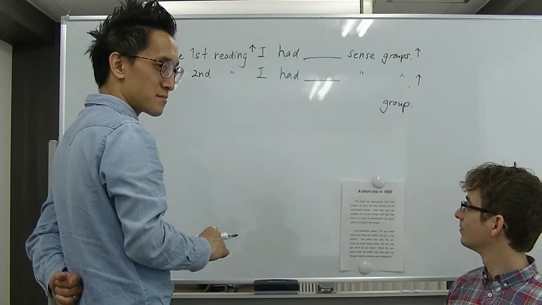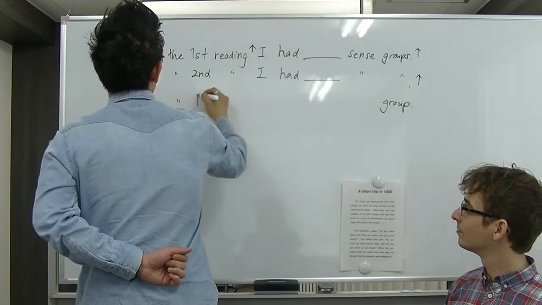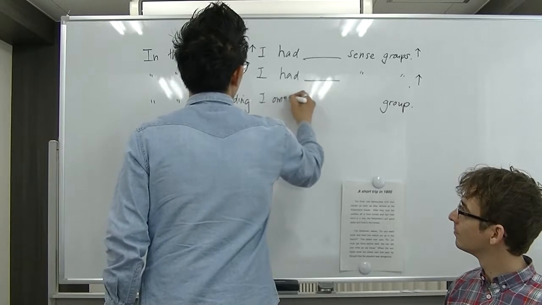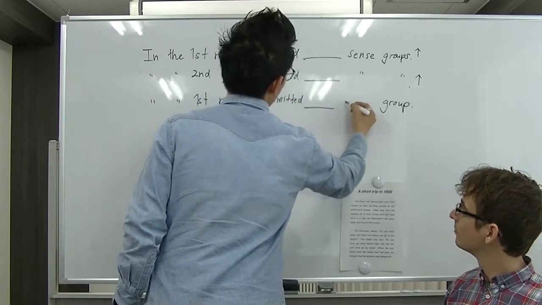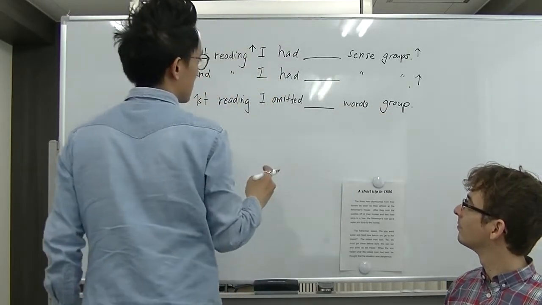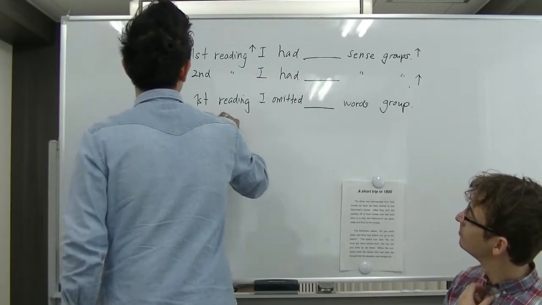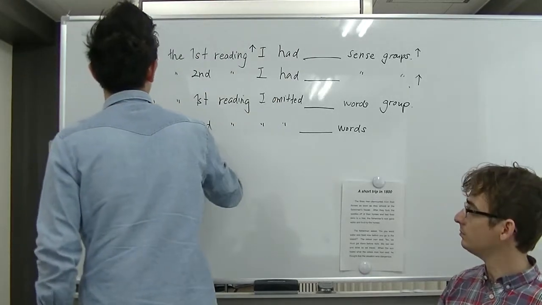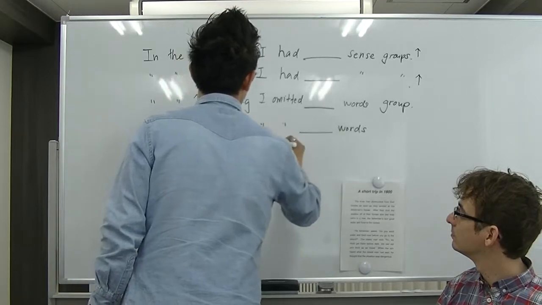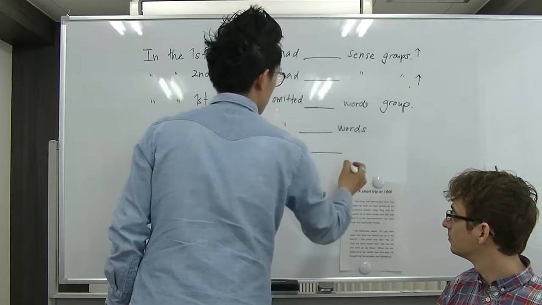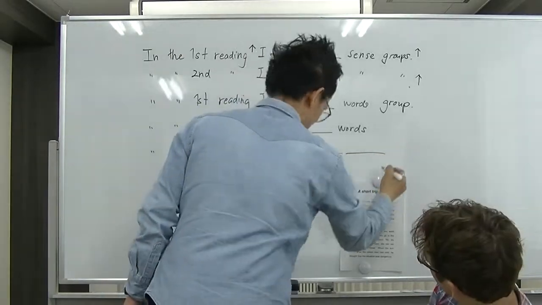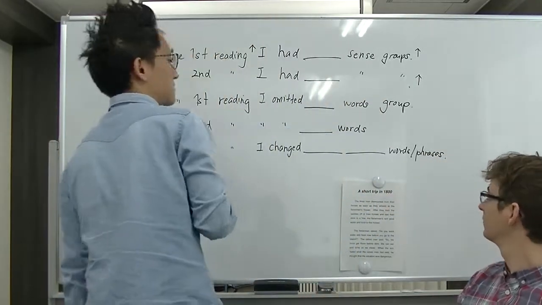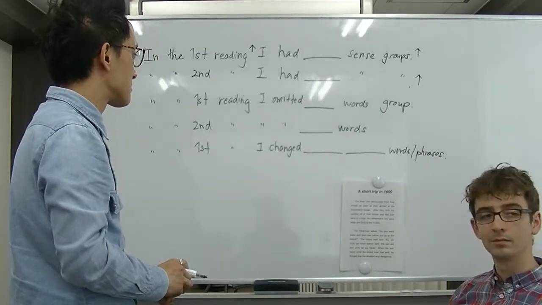And then also, next, in the first reading, I omitted, O-M-I-T-T-E-D, I omitted words. In the second reading, I omitted words. In the first reading, I changed words or phrases. So you see we got 2 blank lines there. One is for words and one is for phrases. That's very important to distinguish.